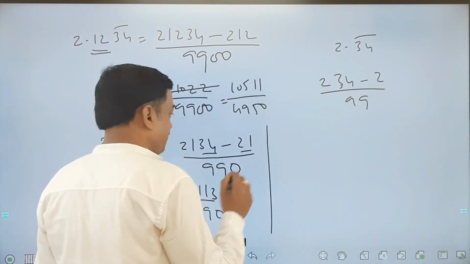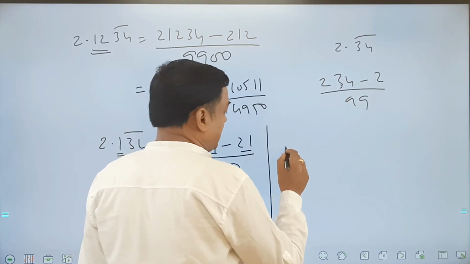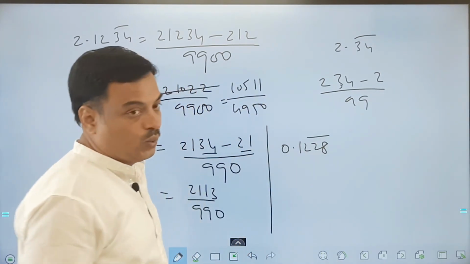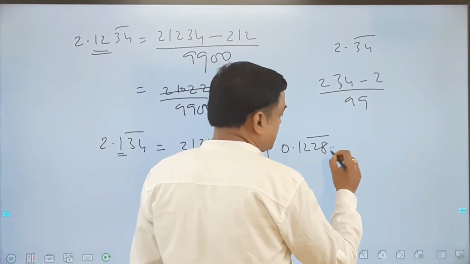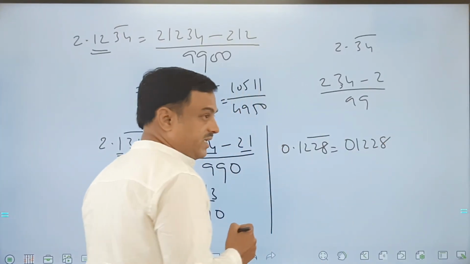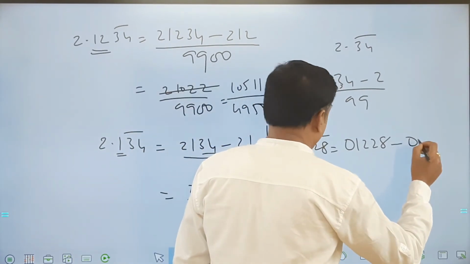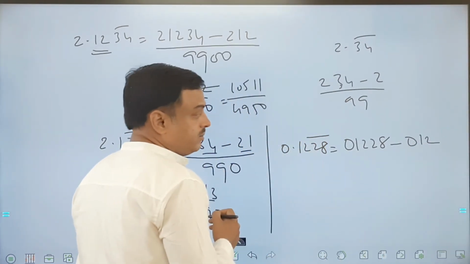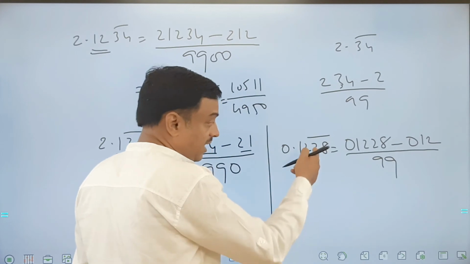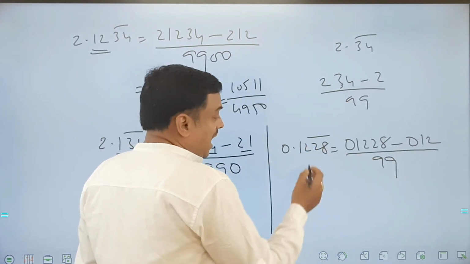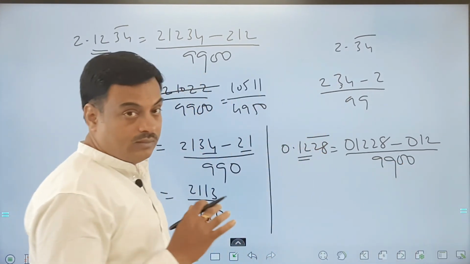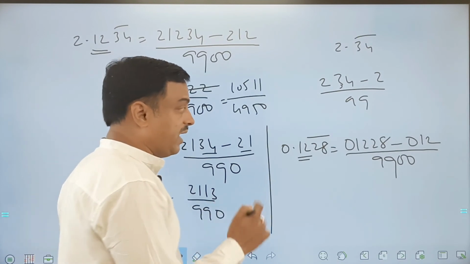Let's have one more example. This is something like 0.1228 bar, 28 bar. Steps, I'll read very slowly. Make a note of the steps. Write the entire number without bar, without decimal, minus whatever we have without bar, upon periodicity, which is 2, so I should take 2 nines, since under the bar there are 2 digits. And there are 2 decimals initially without bar, so I should add 2 zeros at the end. This is the step, so we need to remember how to write this one.